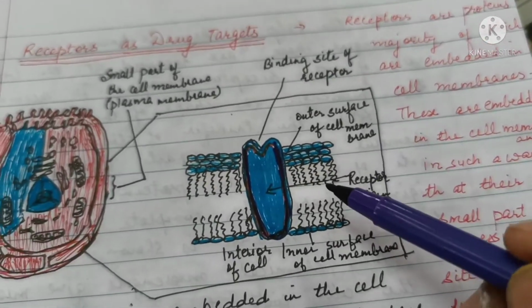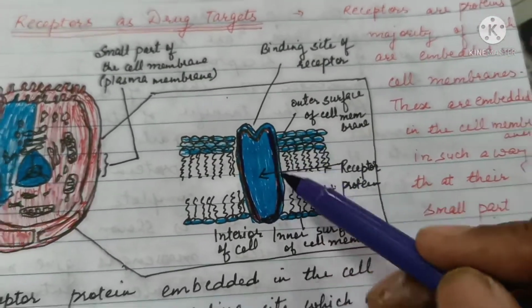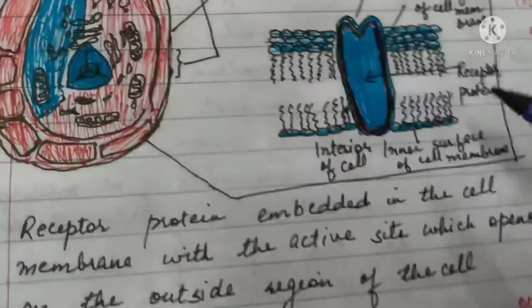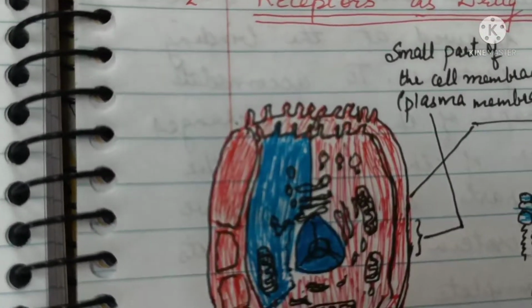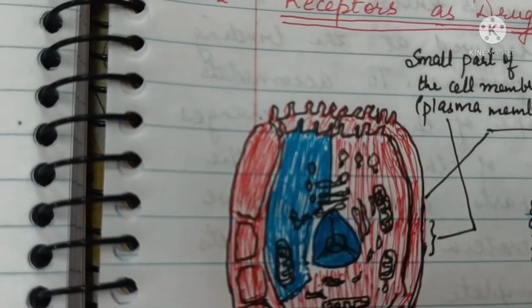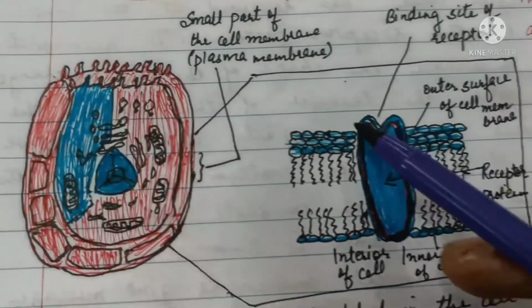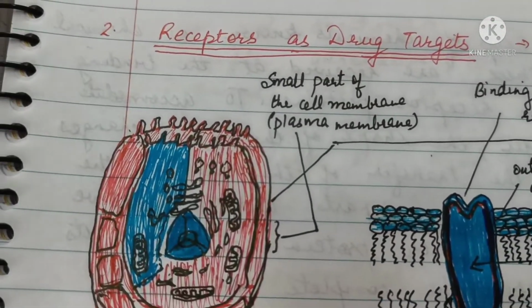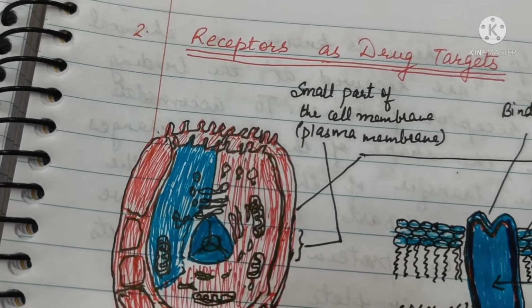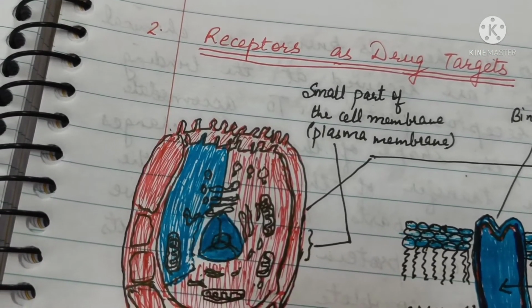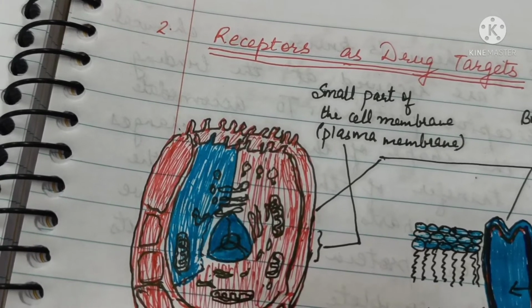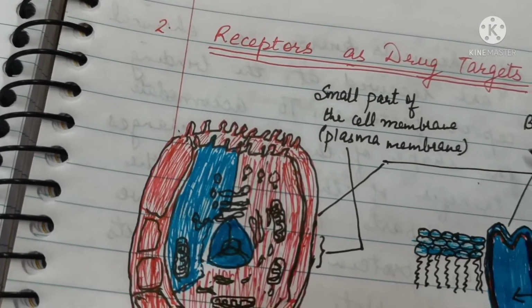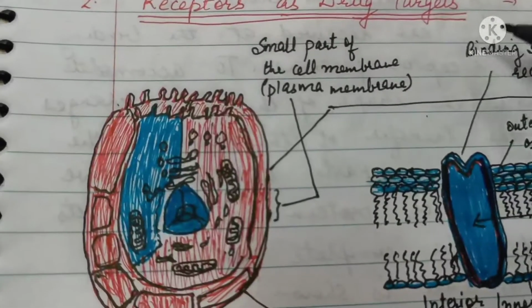Now the receptor protein is embedded in the cell membrane in such a way that a small part possessing the active site, this is the active site where the receptor will bind the messenger, will project from the surface of the membrane and open at the outside region of the cell membrane.